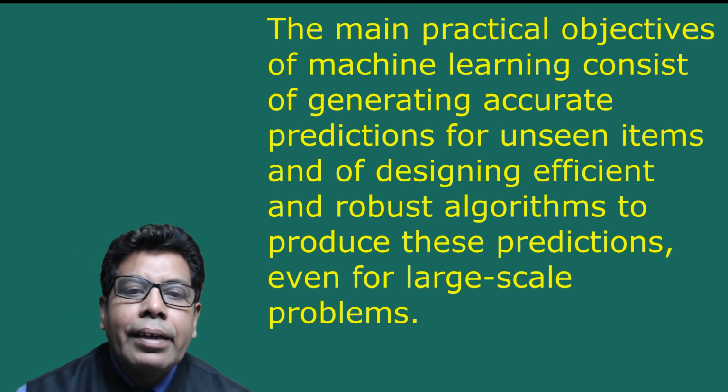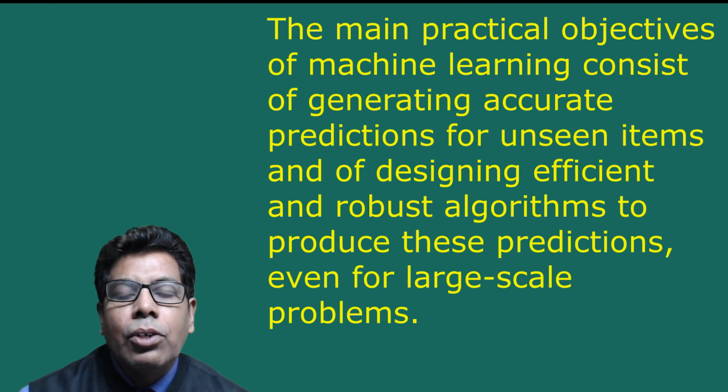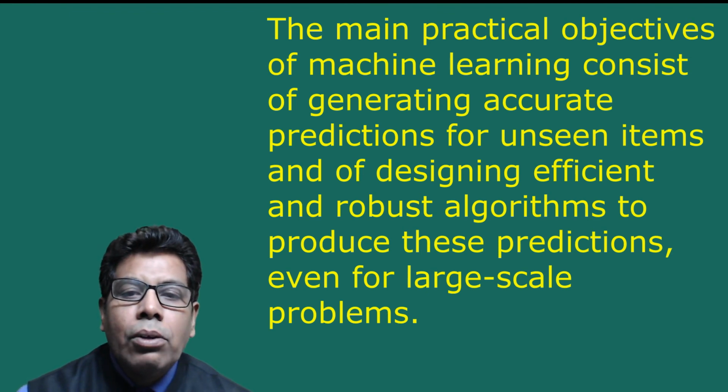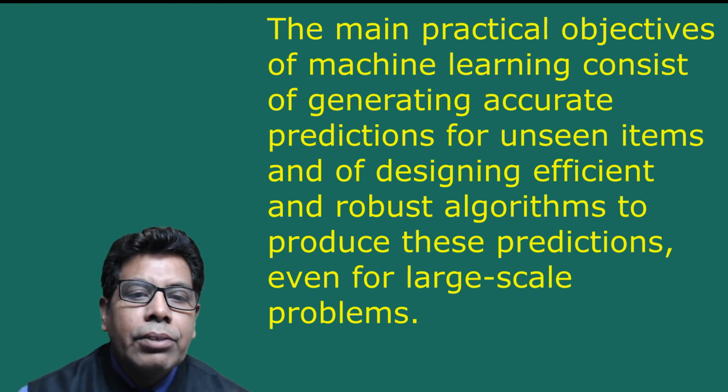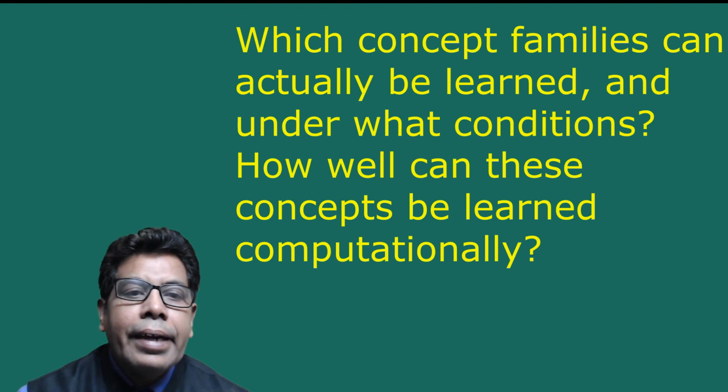The main practical objectives of machine learning consist of generating accurate predictions for unseen items and of designing efficient and robust algorithms to produce these predictions even for large scale problems. To do so, a number of algorithmic and theoretical questions arise. Some fundamental questions include which concept families can actually be learned and under what conditions, and how well these concepts can be learned computationally. We'll try to find answers to these questions as we go along with machine learning.